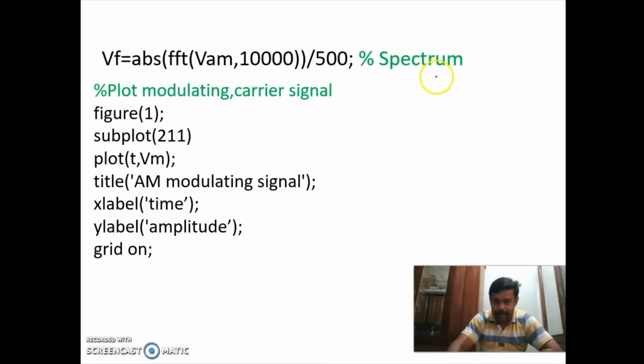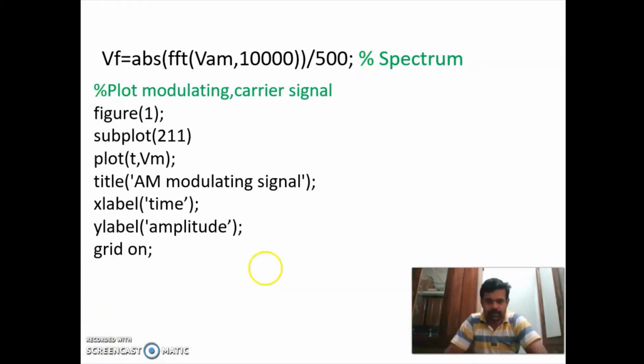So in this step, we are taking VF. In order to plot the spectrum, we are defining this line. Next, we are going to plot the modulating signal or message signal and carrier signal.